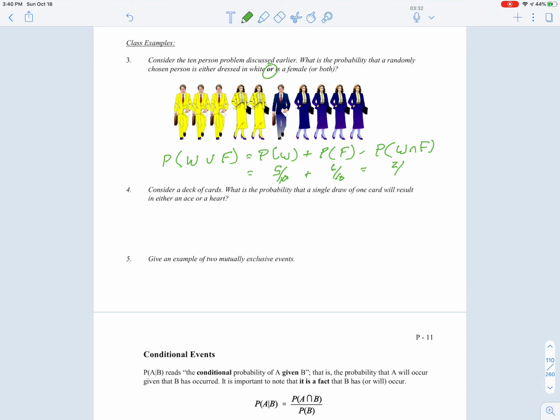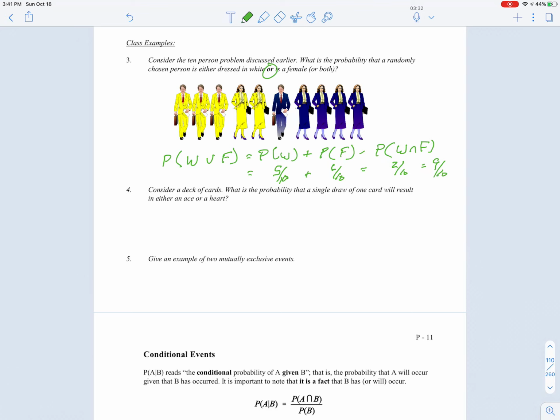And so we subtract off the 2 ladies that are dressed in white. And that's because we counted them when we counted the people dressed in white. We counted them when we counted the females, and so we've counted them twice. So we subtract off one occurrence of those 2, the intersection, and that leaves us with 9/10. In other words, everybody except for that dude in the middle who's dressed in black.